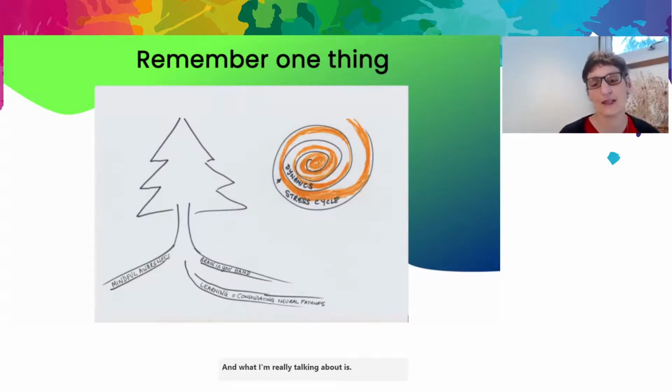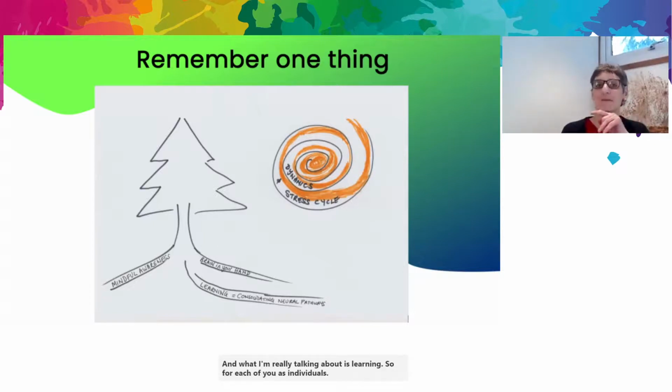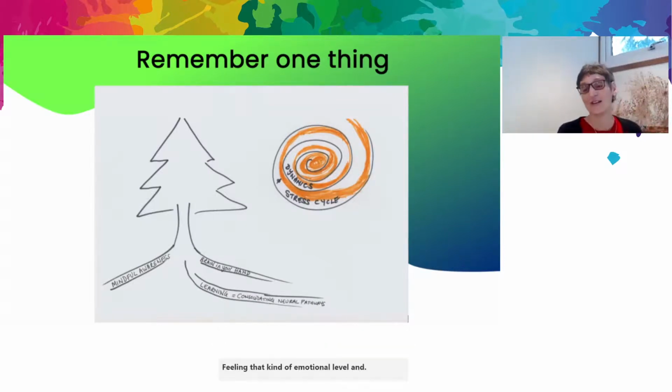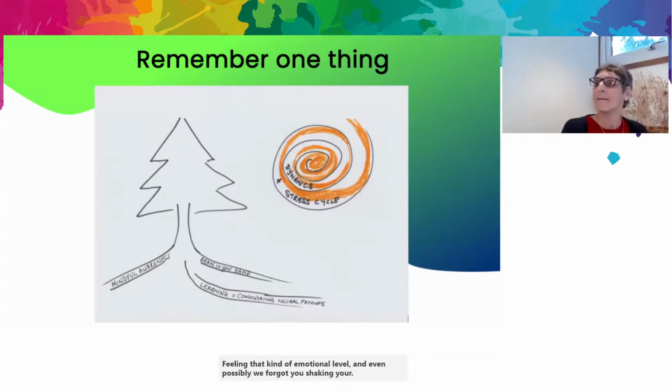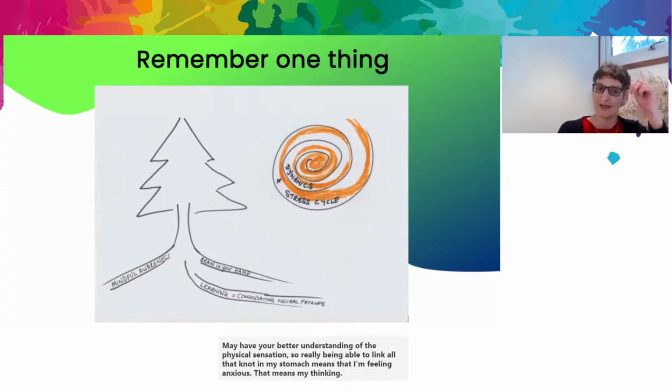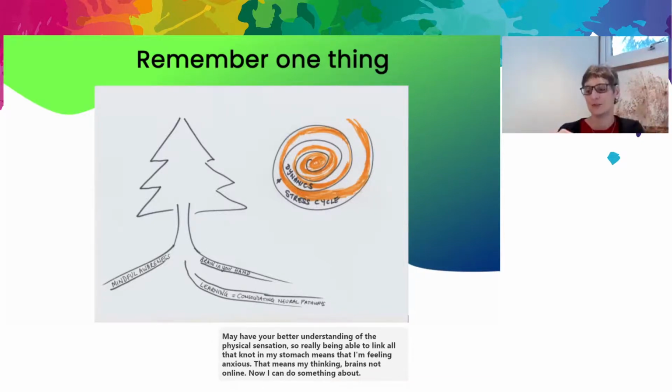So for each of you as individuals, I'm hoping that I've linked up some new ways for you to be thinking, feeling at a kind of emotional level, and even possibly, I've got you shaking your arms and your legs, may have a better understanding of the physical sensations. So really being able to link, oh, that knot in my stomach means that I'm feeling anxious. That means my thinking brain's not online. Now I can do something about it. So a whole new series of neural pathways.